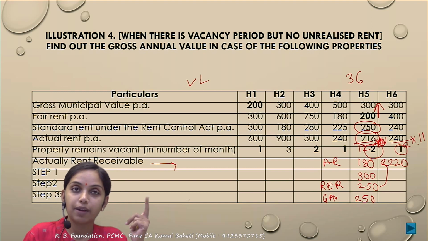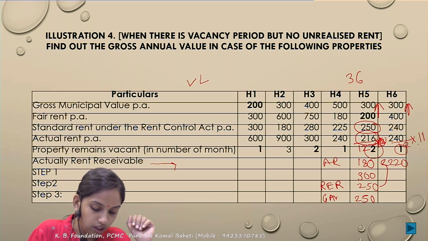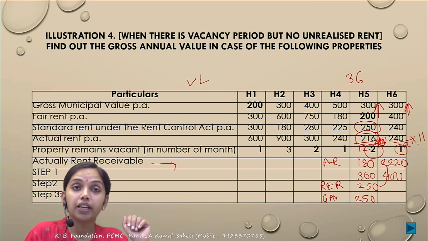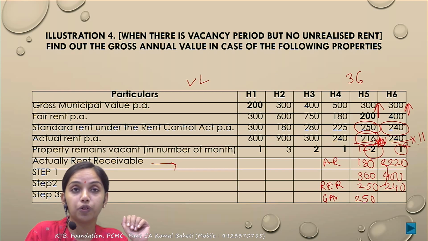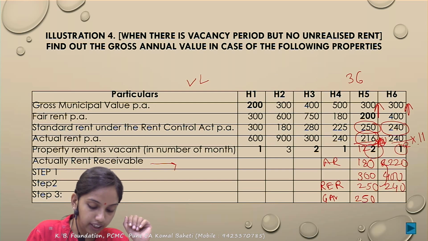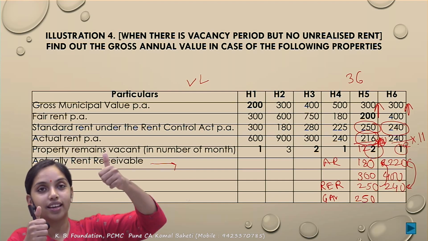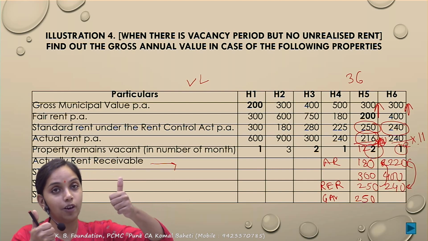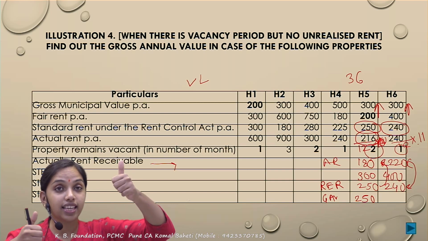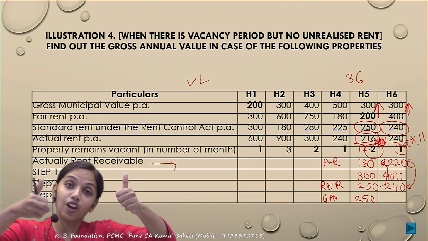Now step 1, step 2, step 3. Step 1 says that the municipal value and the fair rent, whichever is higher. So the answer of the step 1 would be 400. That is to be compared with what? That is to be compared with the standard rent, whichever is lower. So step 2 answer would become 240. Now this 240 is to be compared with the actual rent receivable, that is 220, correct? So in दोनों में से whichever is higher would become the GAV. How much is your RER? It is 240. How much is AR? 220. What is the general rule? Whichever is higher would become the GAV. But the AR comes and says that due to the vacancy I am lower. Okay, अगर vacancy नहीं होता तो it would be equal or more than you.